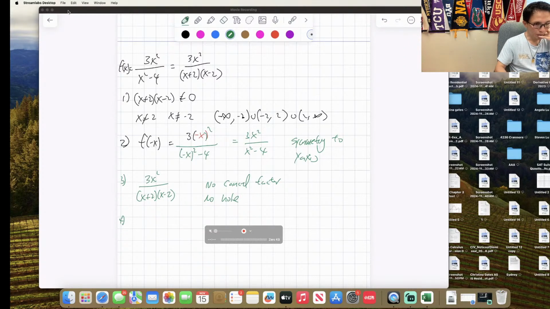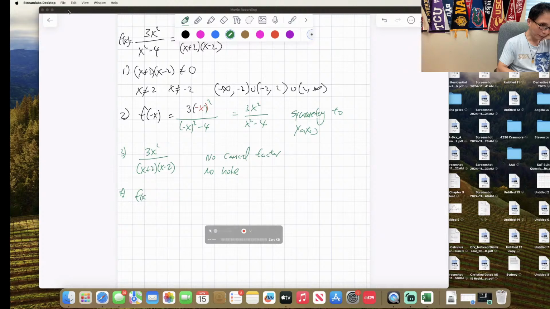Next, what are the x-intercept and y-intercept? What is the x-intercept here? At 2, you actually don't have a value, you actually have a vertical asymptote. How do I find the x-intercept? Just set the numerator equal to 0.